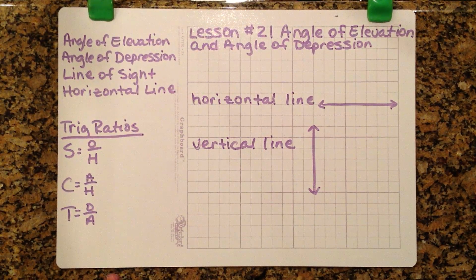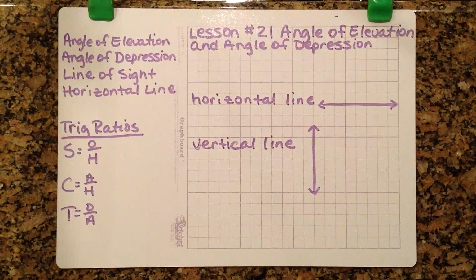All right, what we're doing today is using applications of right triangle trigonometry. What we're trying to do is use the angle of elevation and the angle of depression and our trig ratios along with our right triangle to solve some word problems.